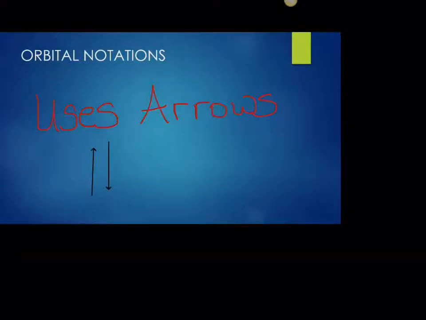Okay, in your ISM, please add these notes on orbital notation. The first thing you need to know about orbital notations is that they are drawn using arrows. We're going to be using up arrows for the positive spinning electron and down arrows for the negative spinning electrons.